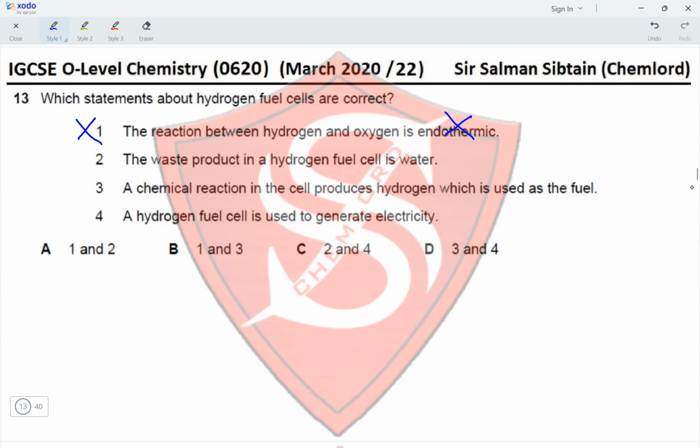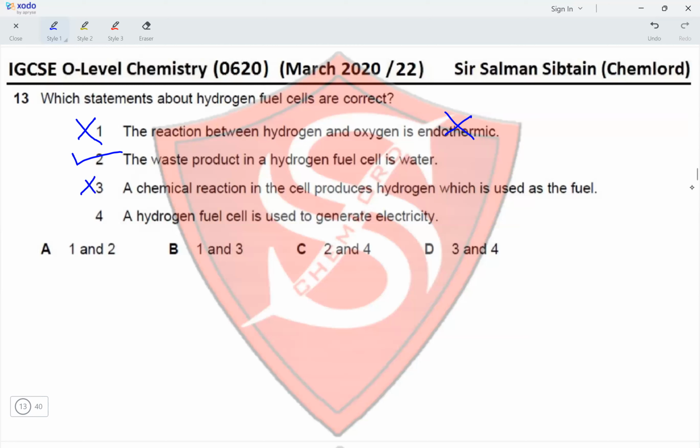Next, the waste product in a hydrogen fuel cell is water. Yes, this is correct because hydrogen reacts with oxygen to produce water, making this an environmentally friendly alternative to the internal combustion engine. So this is correct. Next, a chemical reaction in the cell produces hydrogen, which is used as a fuel. No, hydrogen is required as a fuel for the chemical reaction in which hydrogen reacts with oxygen producing water. So this statement is incorrect.